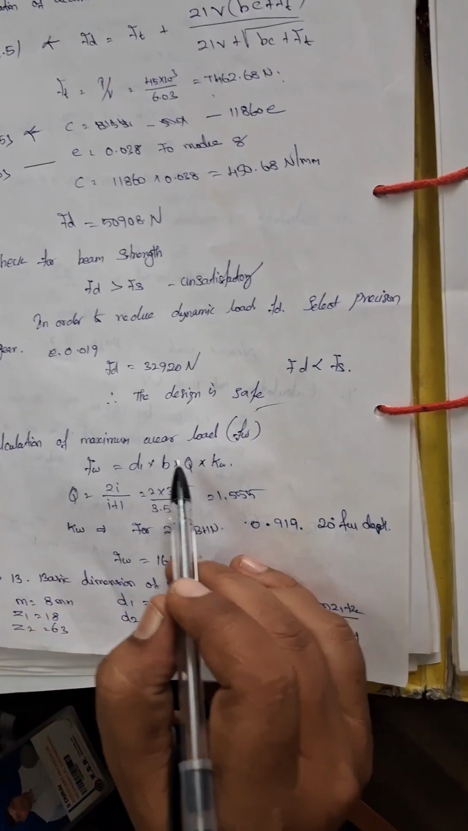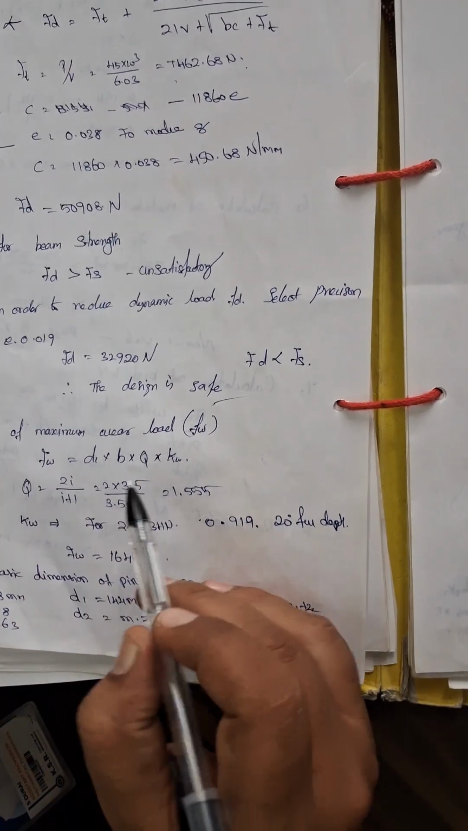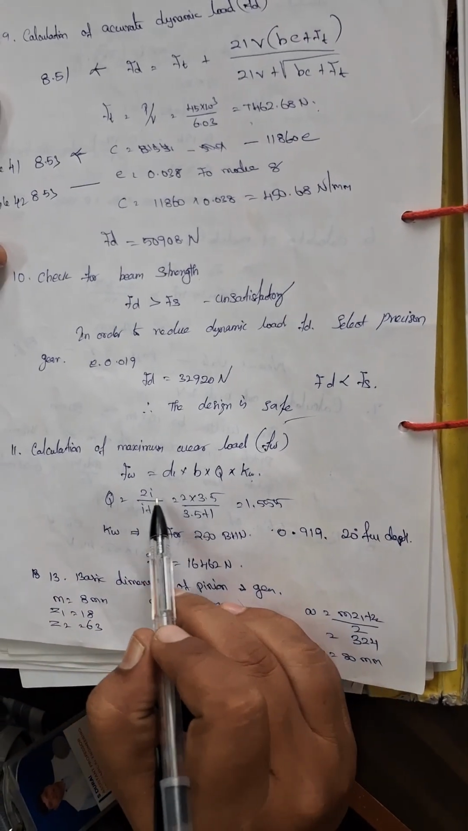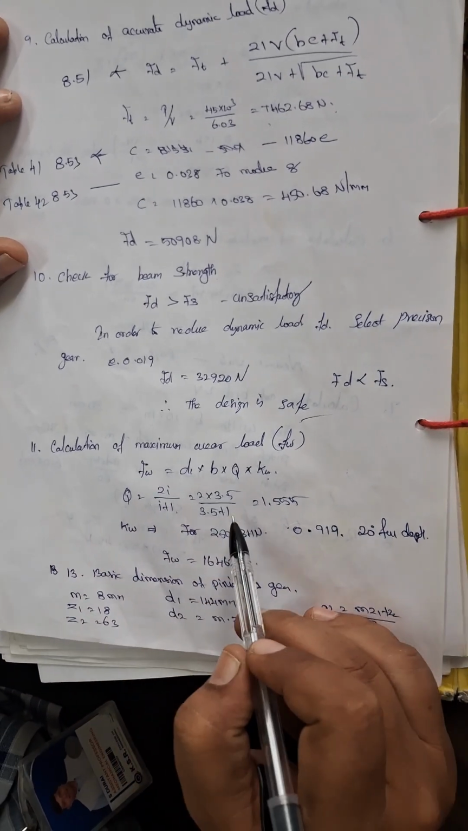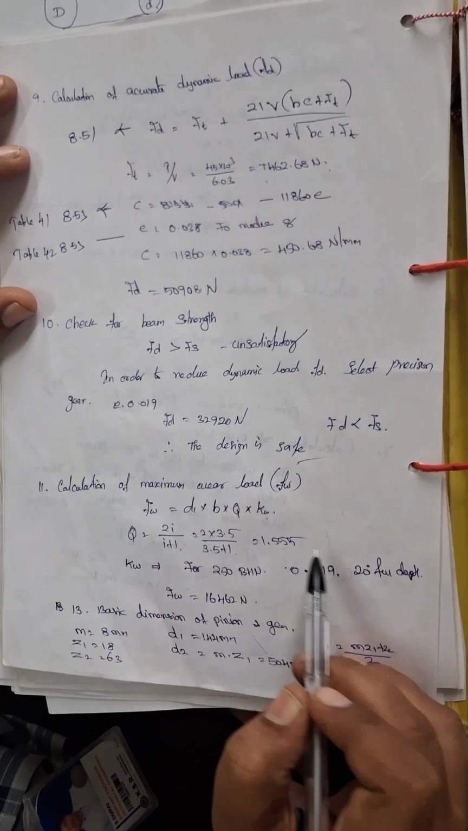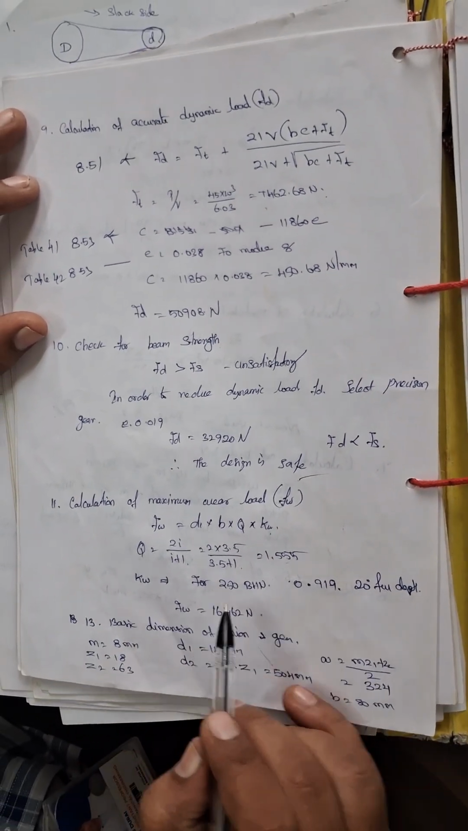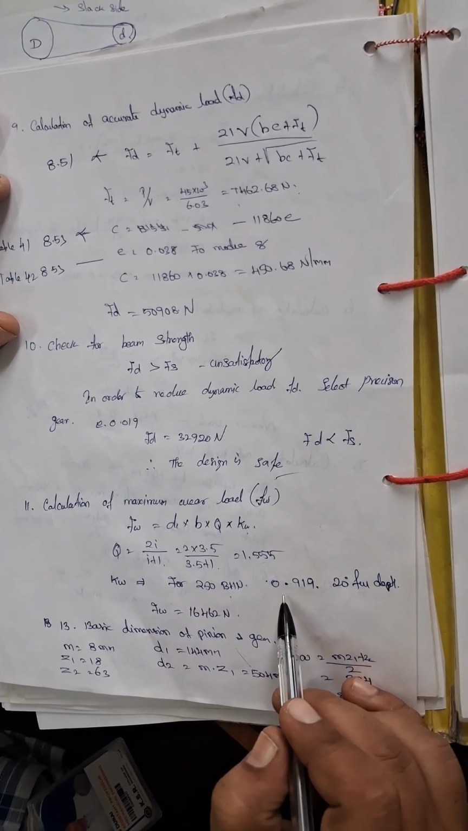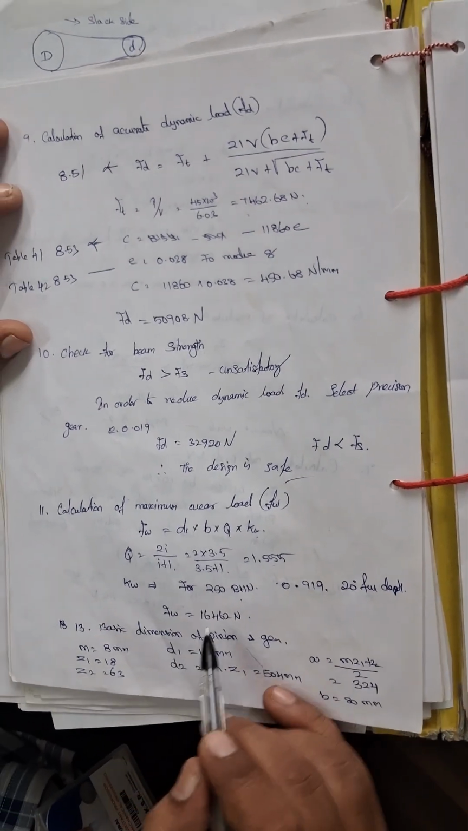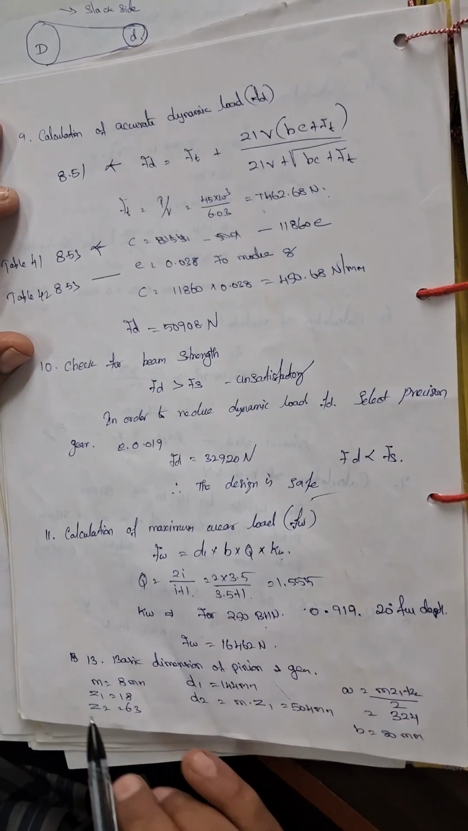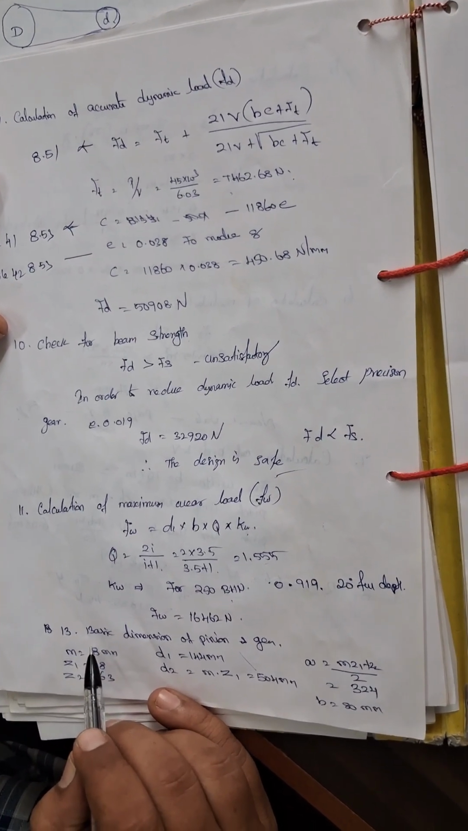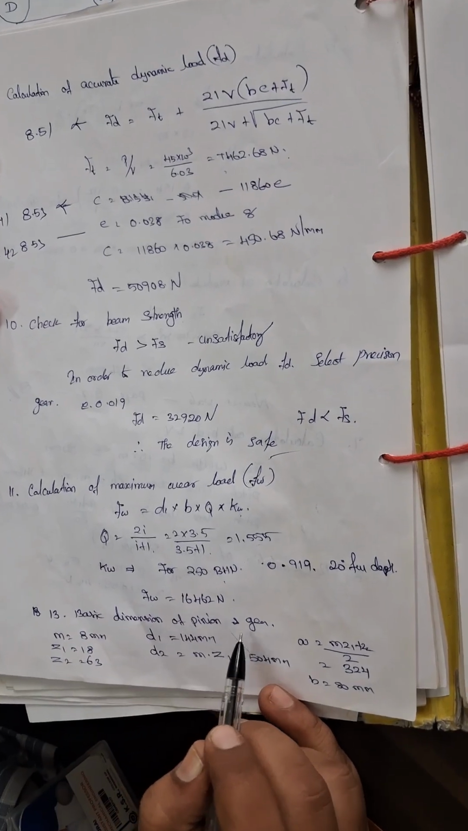Then calculation of wear load FW, d1 into b into Q into KW. Here Q is 2i divided by i plus 1. When we simplify it, we have the value 1.555. KW for 250 BHN is 0.919 for 20 degree full depth. FW is 16462 Newton.